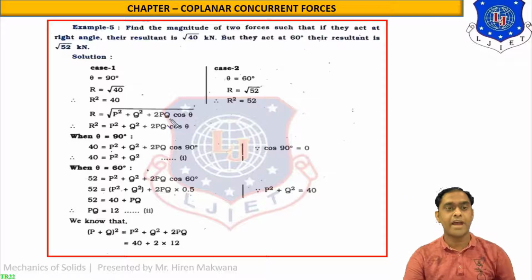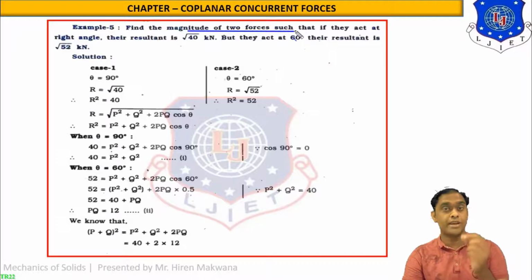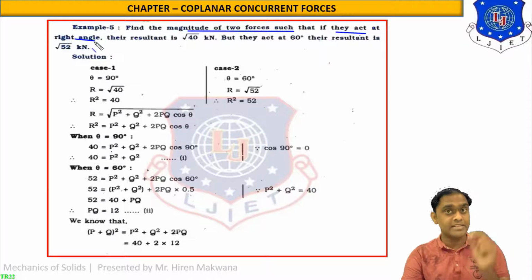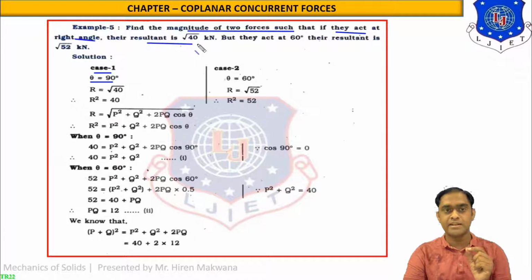Example number 5. Now the figure is not required, just the formula is required in this data. What we have to find? The magnitude of two forces. Means we have to find two forces P and Q. Both are unknown. Such that if they act at right angles, that is case number 1. If they are acting at 90 degrees, then the resultant is root 40 kilonewton, means R equal to root 40. So you can take R square equal to 40. So this is case number 1.